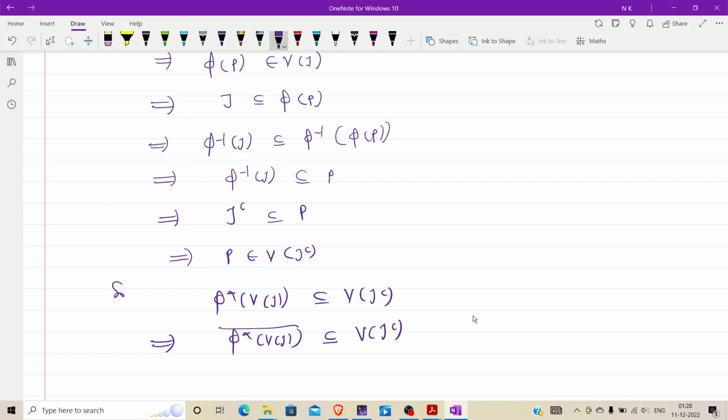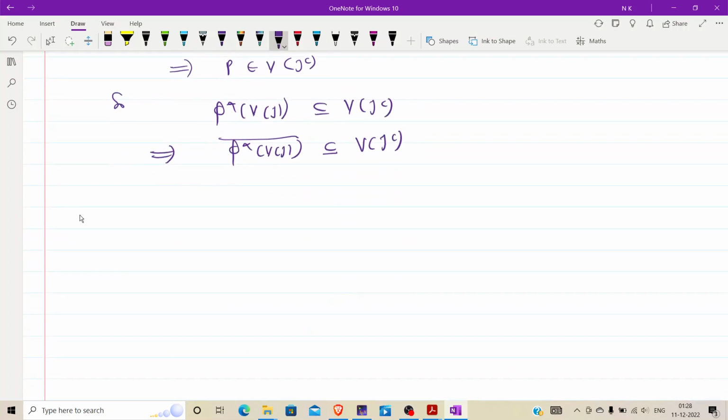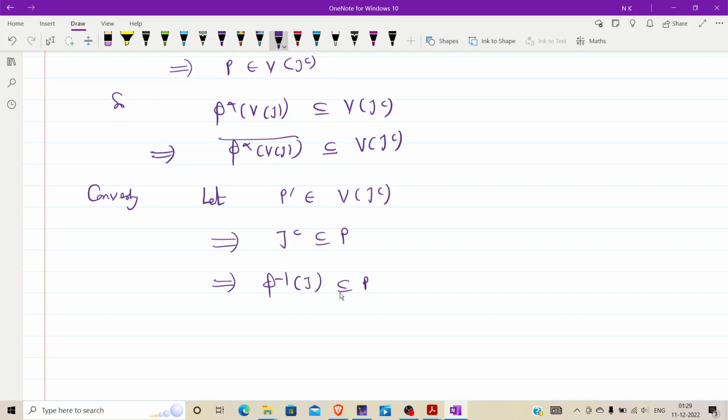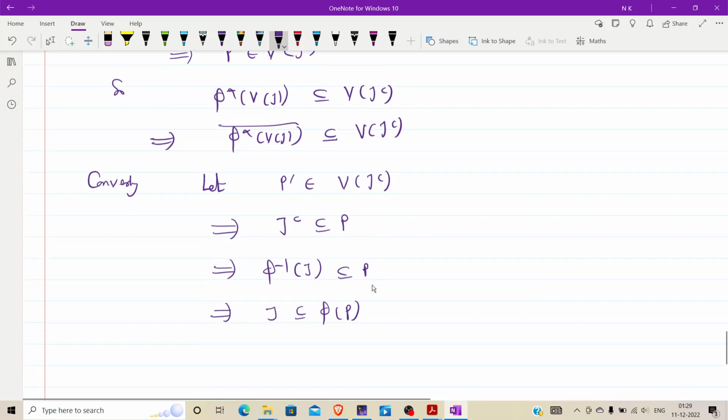So for that, conversely, let P dash belong to V of J contraction. By definition of V of J contraction, if P dash belongs to that particular set, that means P dash contains J contraction. So J contraction is a subset of P dash, right? Now by definition of contraction, J contraction means phi inverse of J is a subset of P dash. So that means J is a subset of phi of P dash, right?